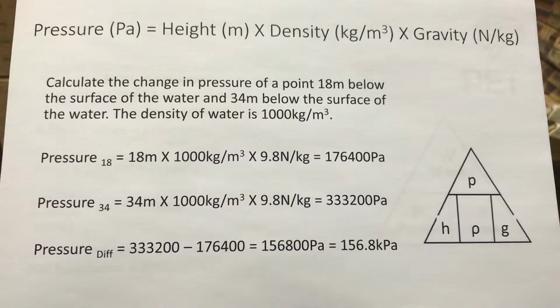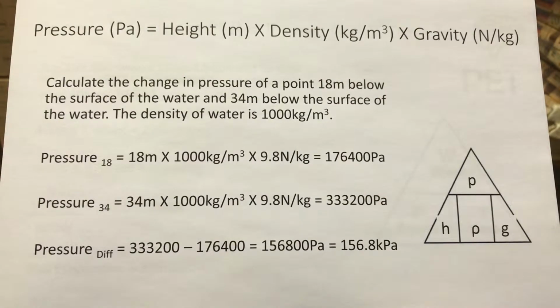And it says calculate the change in, so we're looking at a difference here, in pressure of a point 18 metres below the surface of the water and 34 metres below the surface of the water. So we need to find out the pressure at 18 metres, the pressure at 34 metres, and then the question says the change in pressure, so we need to work out the difference between those two. And they've told us the density of water is 1,000 kilograms per metre cubed. If this was in oil, the density would be different, so you may have to compare something that's in water and then in oil, and you might get a difference that way.